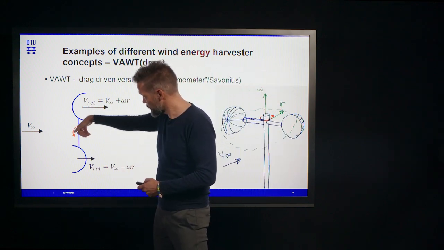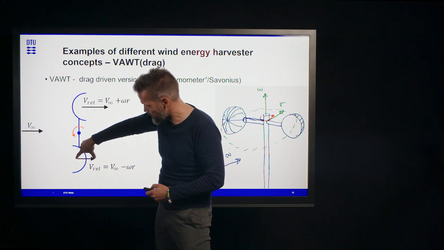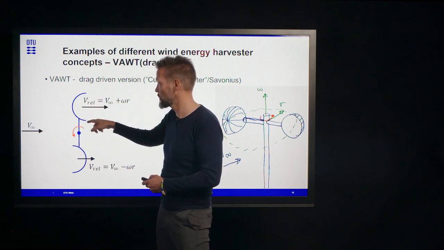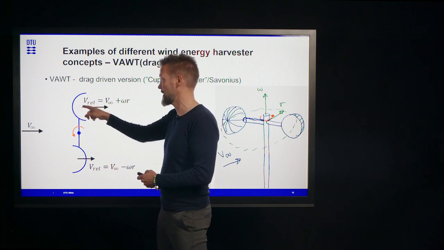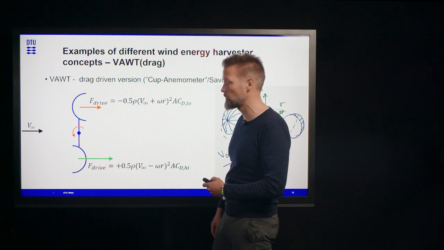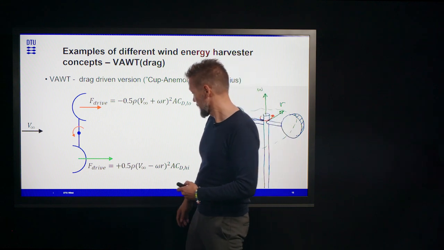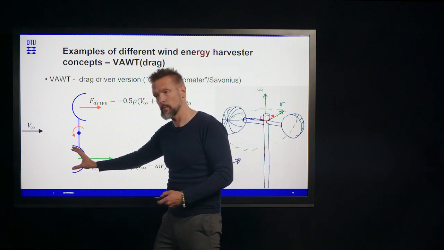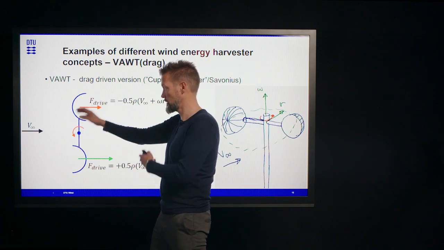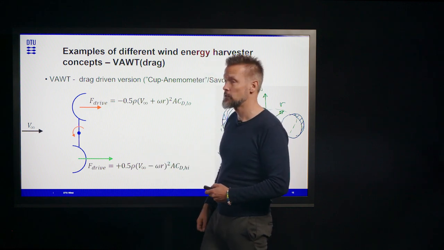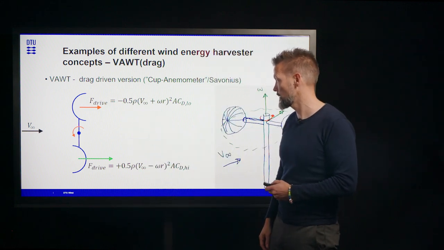And so when it rotates, that actually means that the relative velocity over here gets a bit smaller because it rotates. So this one, where you actually don't want any drag, has a higher relative velocity. So when you look at the forces, which are equal to the drag in this case, it needs to have a somewhat higher drag coefficient on this part than on that because it has to overcome the smaller velocity. So this is a drag-driven concept.